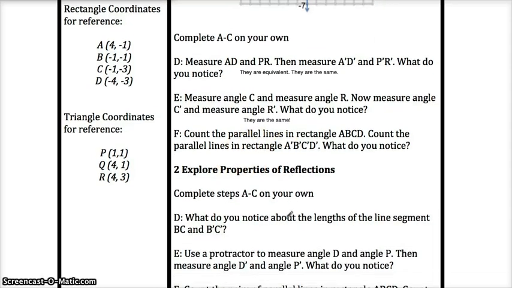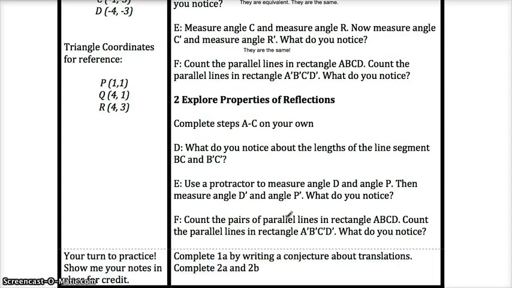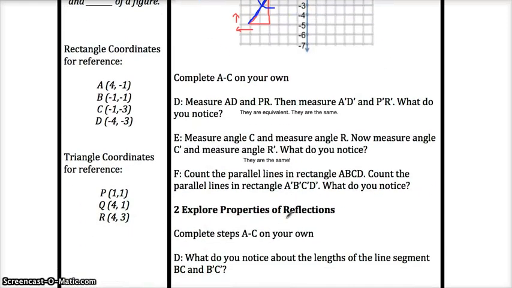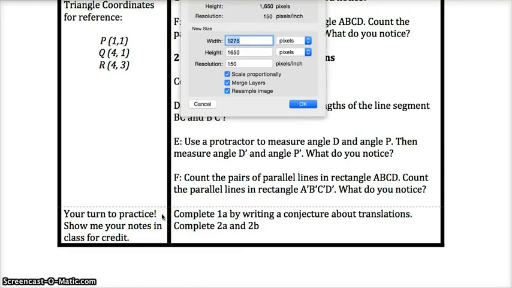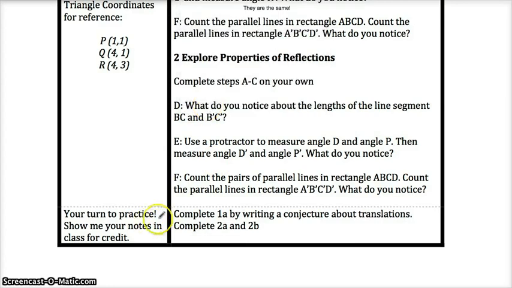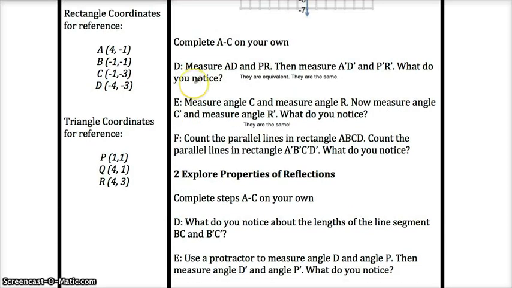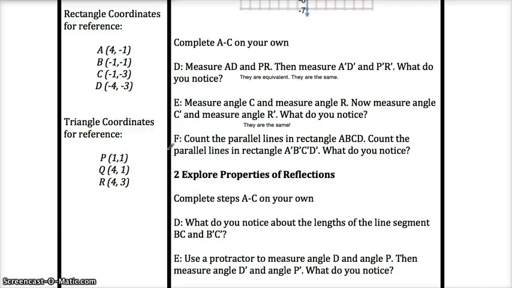All right. Then you are finished with Explore number 1, except for this practice part right here that says you need to complete question 1A. And if you don't have your book, question 1A says, use your results from D, E, and F up here to write a conjecture about translations.